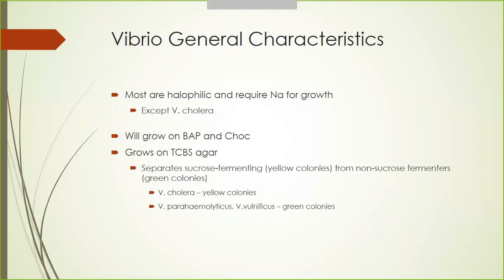There also is a specific agar that will grow just Vibrio if you're looking for it, called TCBS agar. I would remember that is used to grow Vibrio. So basically, it will separate fermenters. So we're looking at sucrose fermentation in this case. If it does ferment sucrose, it's yellow colonies. If it's a non-sucrose fermenter, it's a green colony. So when Vibrio goes on this TCBS agar, cholerae will be yellow. The other Vibrios that I mentioned will be green. So that agar will really help make sure cholerae stands out if it's present, because that's our main pathogen.